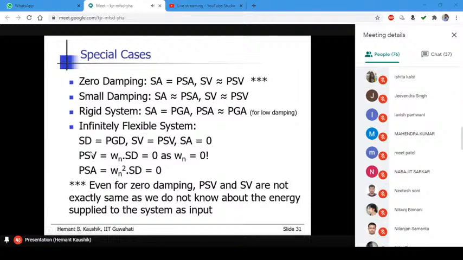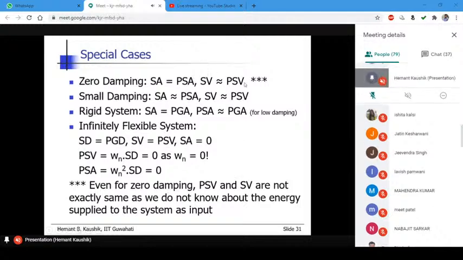For the same system, the pseudo-spectral velocity is omega n times SD, which is equal to zero because the frequency is zero, right? So that is how we compute it, and pseudo-spectral acceleration, because it is omega n square times SD, is actually equal to 0. Okay, now even for zero damping, like I said, these values are not equal. So just remember that whatever we are doing is simply an assumption.